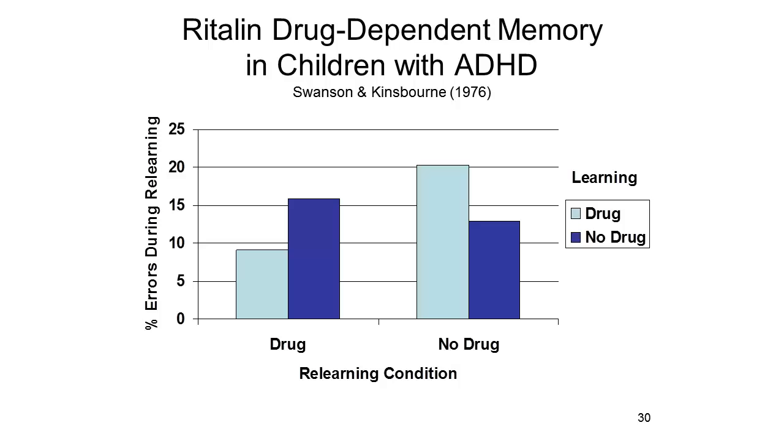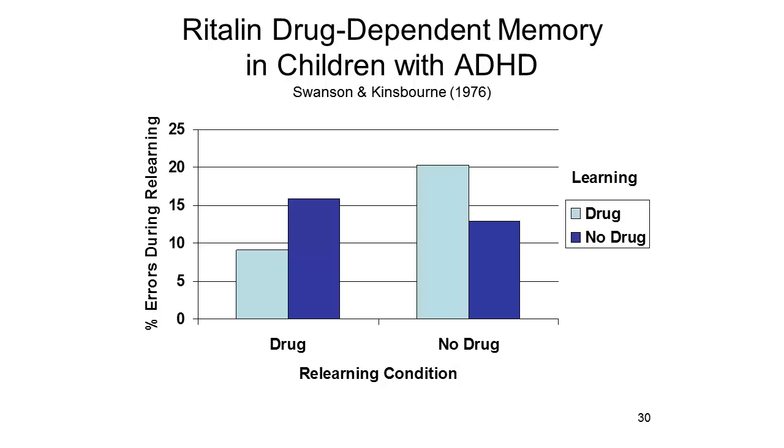Some children originally learned the list under the influence of Ritalin, and others did not. Then these two groups were divided and the conditions crossed for testing, so that half the kids in each group were tested after they had received a dose of Ritalin, and the others were tested after the Ritalin had washed out of their system. Again, this 2-by-2 design is typical in studies of state-dependent memory. Here, the measure of memory is the percentage of errors that the students made during relearning, so that a low score actually means better memory.